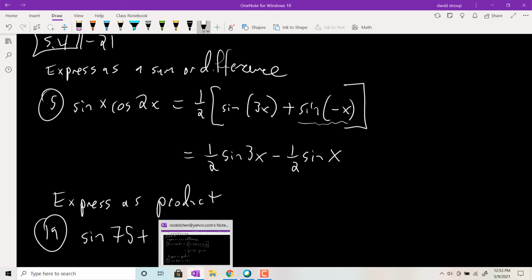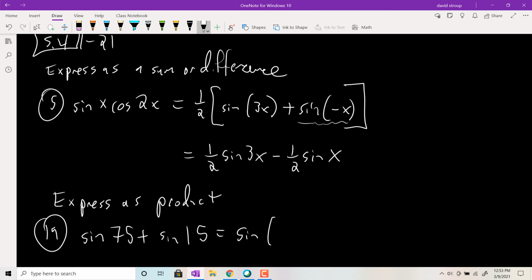So this will be sine of... I've forgotten the formula already. So where's the formula sheet? It begins with a 2, right? So it's 2 sine of alpha plus beta over 2: 75 plus 15 is 90, over 2 is 45. And then cosine of 75 minus 15 is 60, over 2 is then 30. Okay, I think that's it.